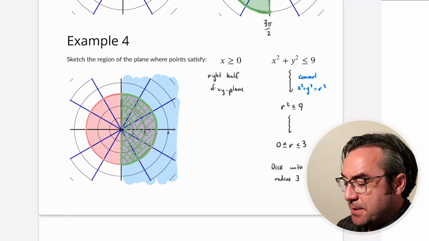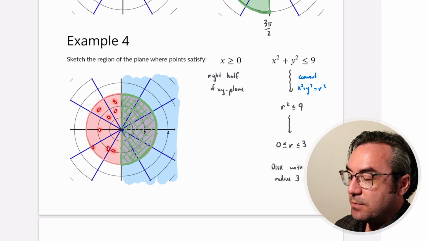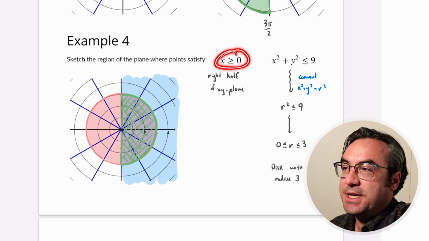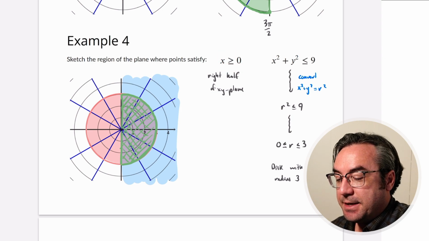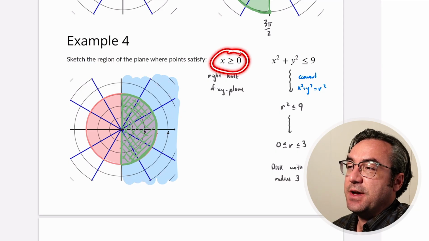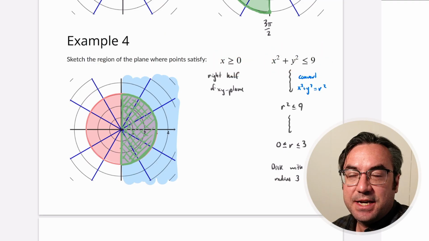All right, so points over here don't work because they do satisfy this inequality, but they don't satisfy this other one. And points over here don't work because, yeah, they do satisfy the first one, but they don't satisfy the second one here.